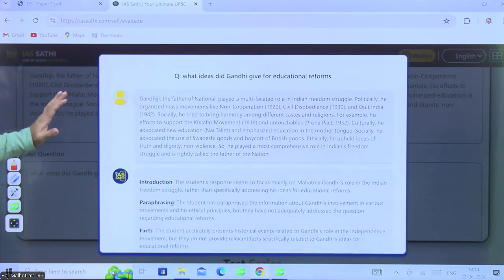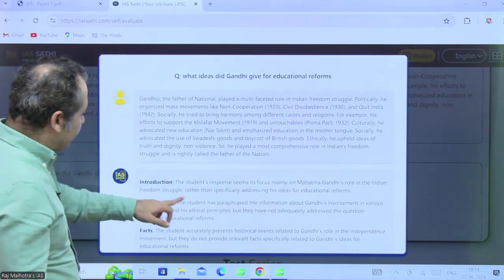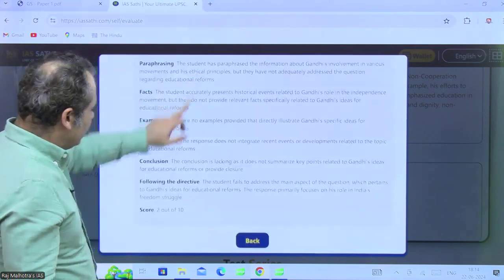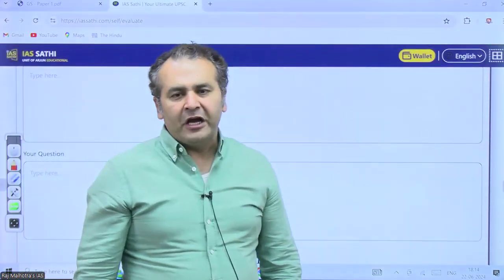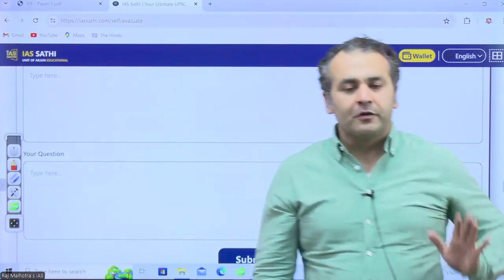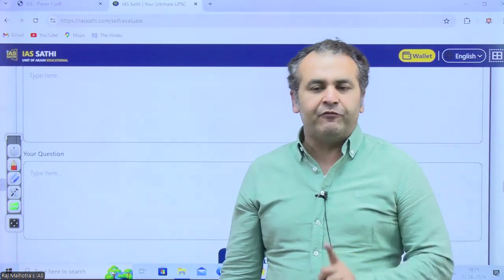So I have written about Gandhiji's role in freedom struggle. The student response seems to focus mainly on Gandhi's role in Indian freedom struggle rather than specifically addressing his ideas for educational reforms. So you will not get marks, right? So this app will help you get your answers evaluated whenever you want, right? This is one thing that will change the entire game for you.